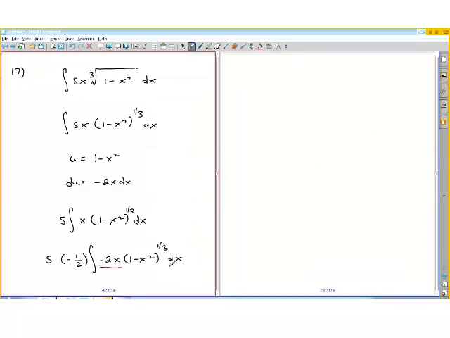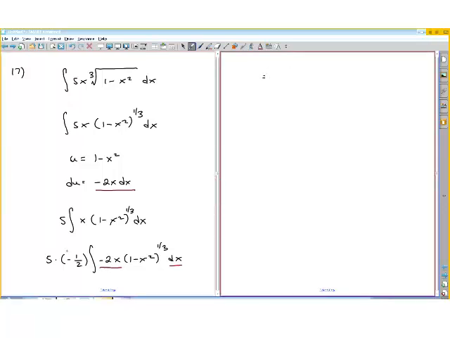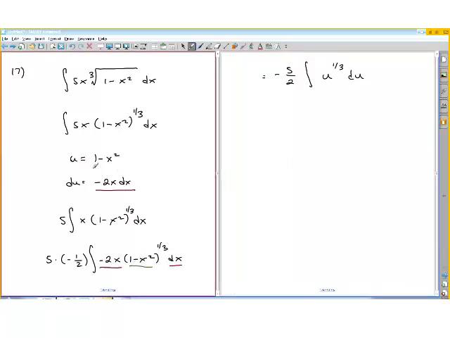So we have negative 2x dx, which we can substitute as du, and this part we can substitute as u. Our constants in front we can multiply out: negative 5/2 times the integral of u to the 1/3 power du. The red part is du, and the part in parentheses is u. So this becomes u to the 1/3 du.